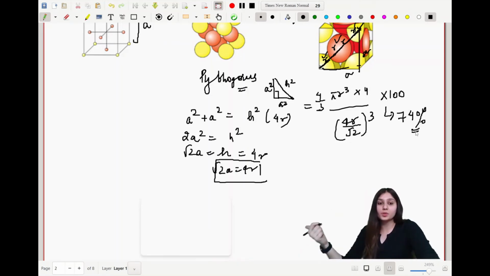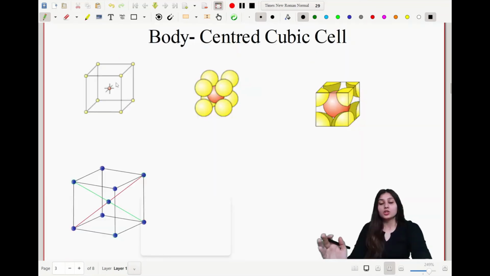The other one was 52%, if you remember, right? So now we'll talk about the last one, which is the body-centered. Now let's finally talk about what is the body-centered cubic cell and the packing efficiency of that, and we'll be good to go. Now we know what we have to do.